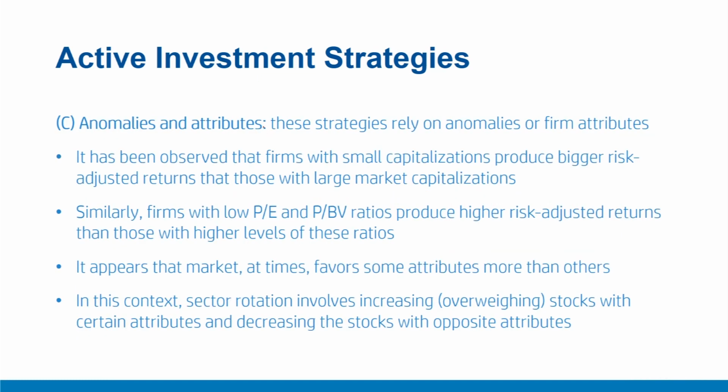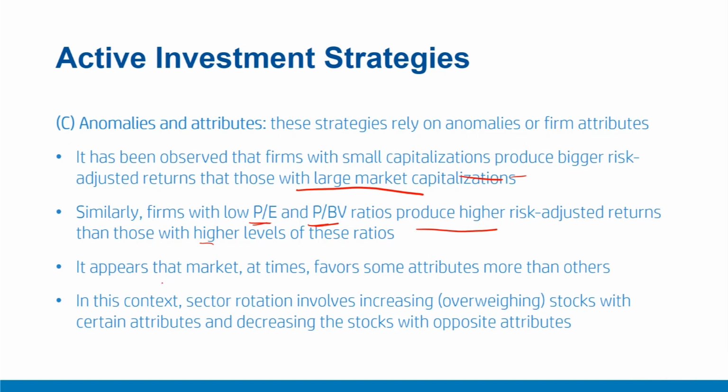Another very important and often followed strategy is anomalies and attributes. It has been observed that financial markets are not always efficient, and there are certain anomalies and attributes that are favored by the market, and sometimes there are opposite anomalies and attributes that are favored by the market. For example, it has been observed that firms with small market capitalization produce larger risk-adjusted returns as compared to large market capitalizations. Similarly, firms with low price to earnings and low price to book value ratios produce higher risk-adjusted returns as compared to those stocks with higher price to earnings or higher price to book value levels.